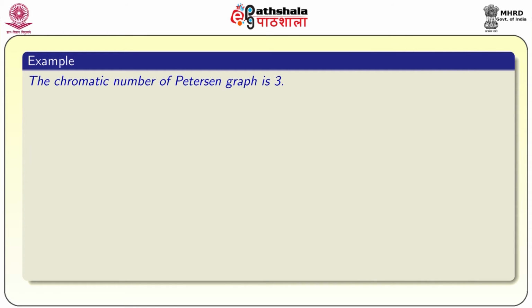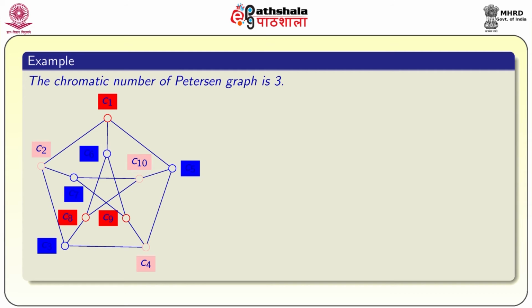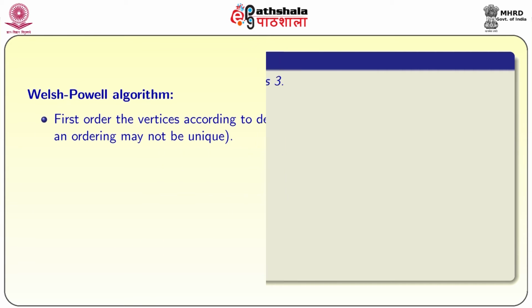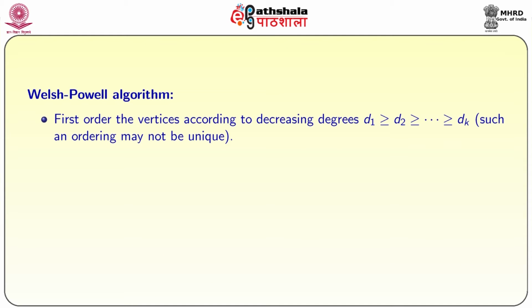Now, we will show that the chromatic number of the Petersen graph is 3. Here it is easy to see we have already colored it with 3 different colors. The Welch-Powell algorithm gives us a way to properly color a graph. The input is a graph with 10 vertices, and the algorithm tells us how to color it.